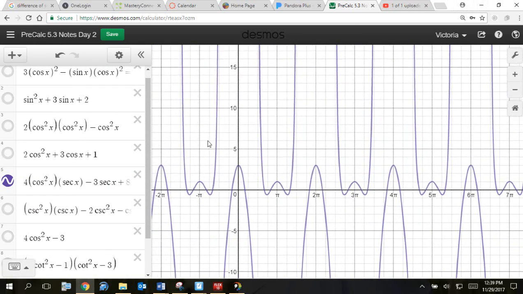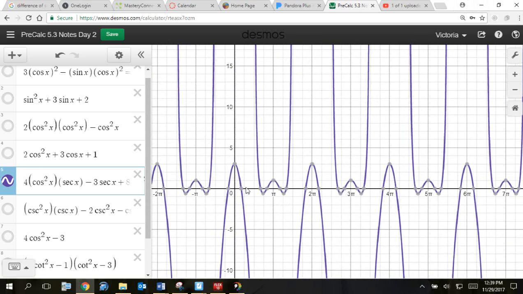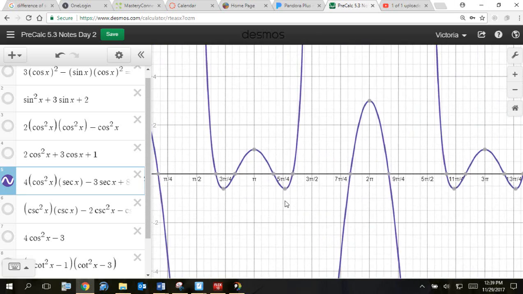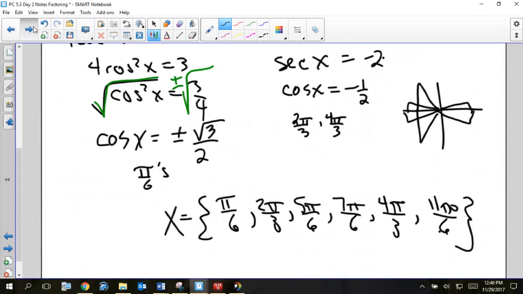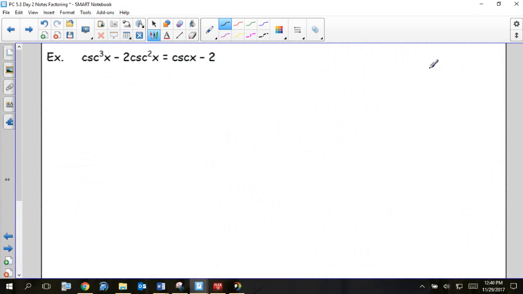But anyway, if I look from 0 to 2 pi, here's 0 to 2 pi. I have 1, 2, 3, 4, 5. Oh, I gotta zoom in. They're overlapping each other. Try to get 1, 2, 3, 4, 5, 6 answers from 0 to 2 pi. Last one. What should we do first?